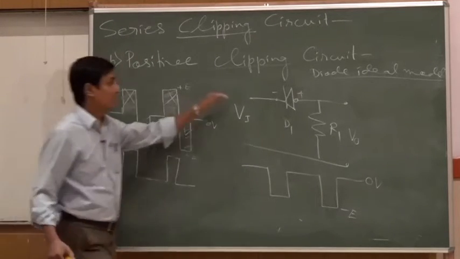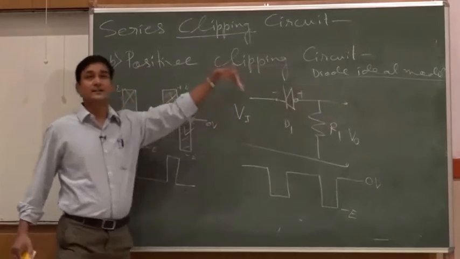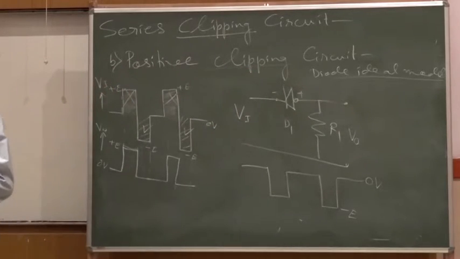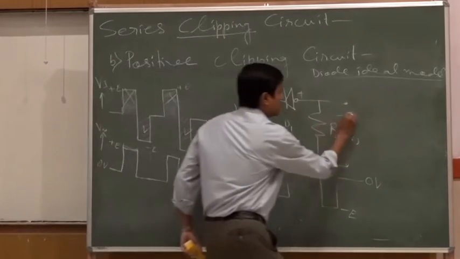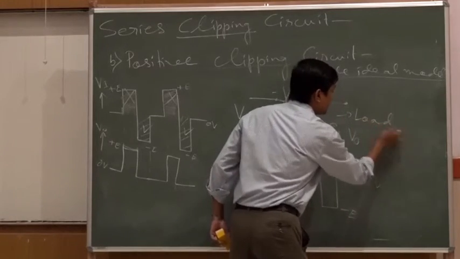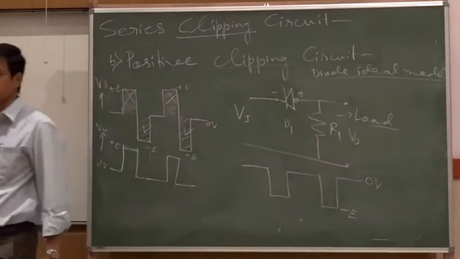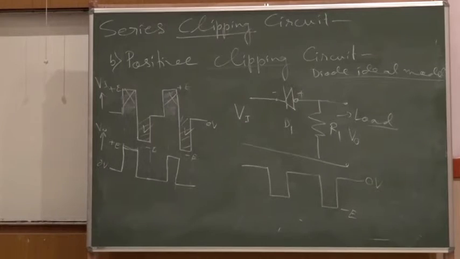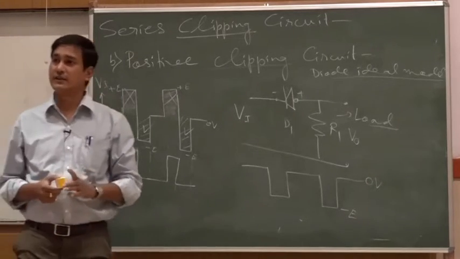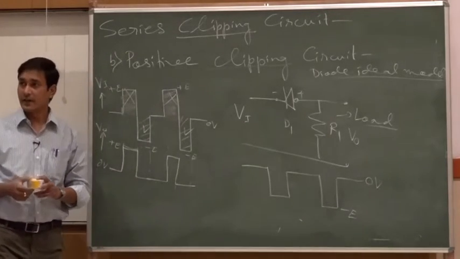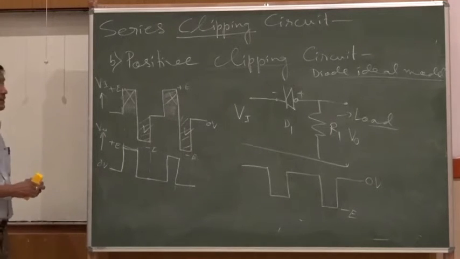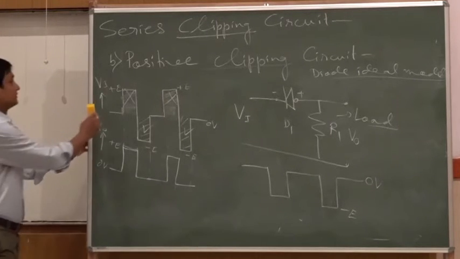Now, since the diode is connected in series with the load resistance R1, I will call it a series clipping circuit, because we are going to discuss the shunt clipping circuit also in the later class. Okay. One more small incremental discussion towards this.